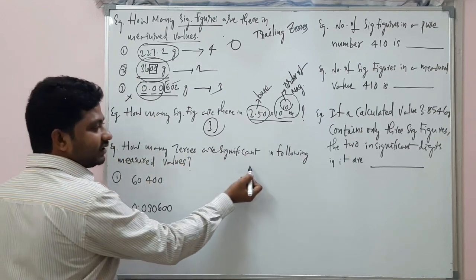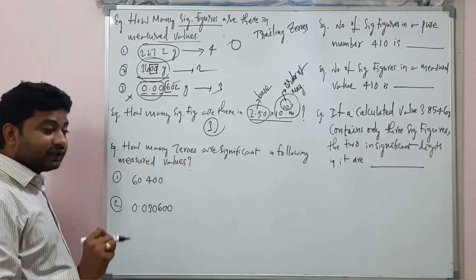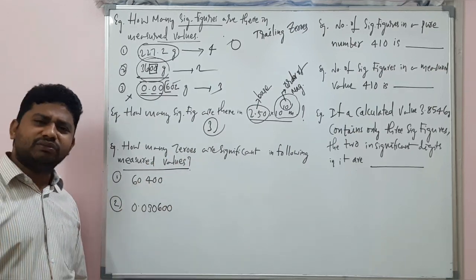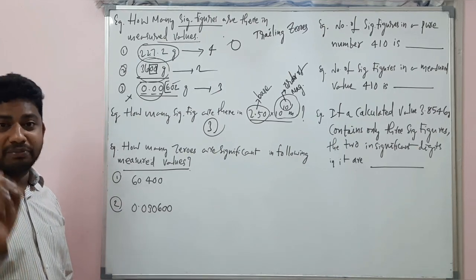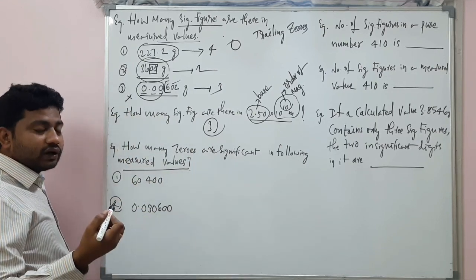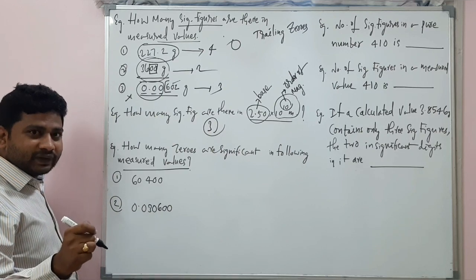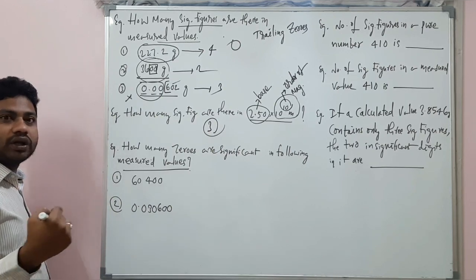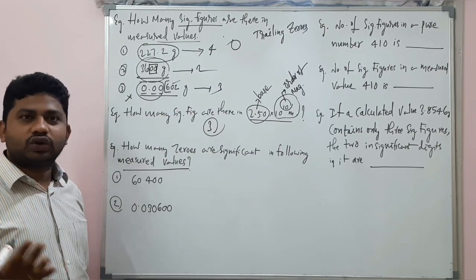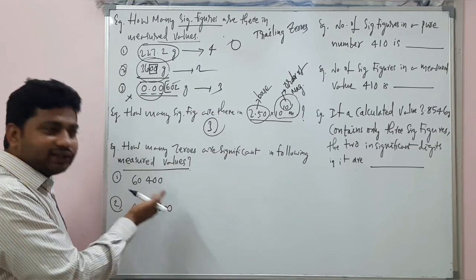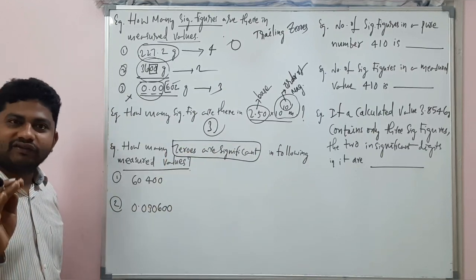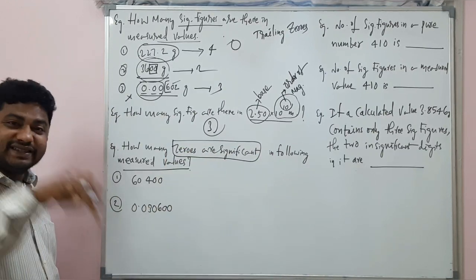How many zeros are significant in the following measured values? Here also, the following measured values may be in kilograms, grams, centimeters, meters, anything. But it is a measured value, right? How many zeros are significant? See, this is important. In the last exam also, I found that some students were just finding the significant figures of whatever value was given, but the question may be different. Do not always expect a direct question. The question here is, how many zeros are significant? How many significant figures in a number? That's not the question. How many zeros are significant?